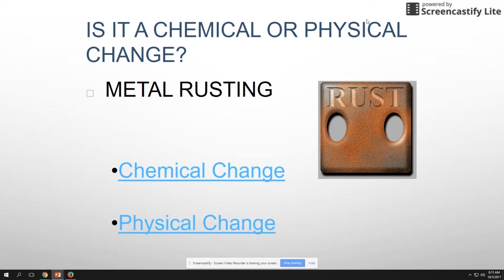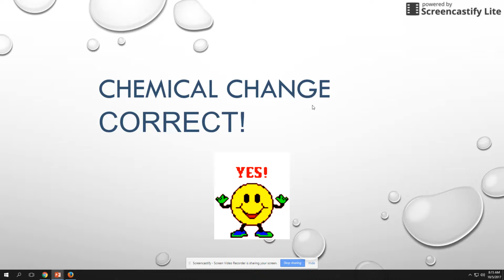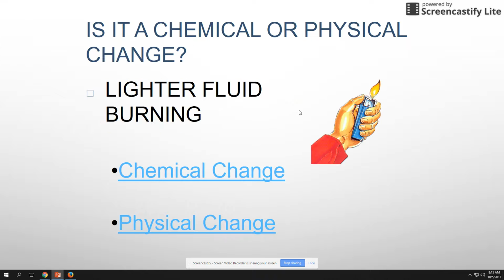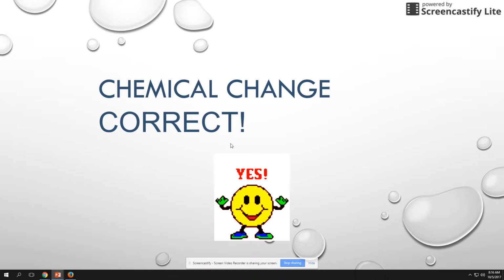Is it a chemical or physical change? Metal rusting. Boys and girls, when metal rusts, you can't get that metal back again. So this is a chemical change. Rusting is a chemical change. Is it a chemical or physical change? Lighter fluid burning. Key word here, burning. Burning is always a chemical change. We are correct.